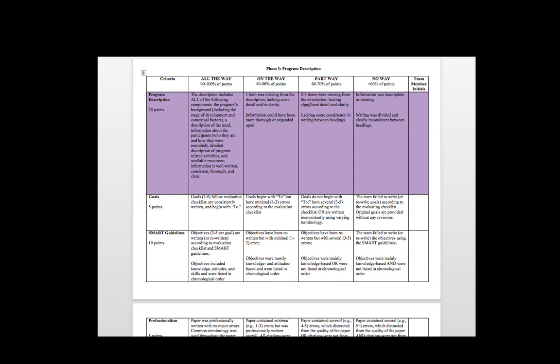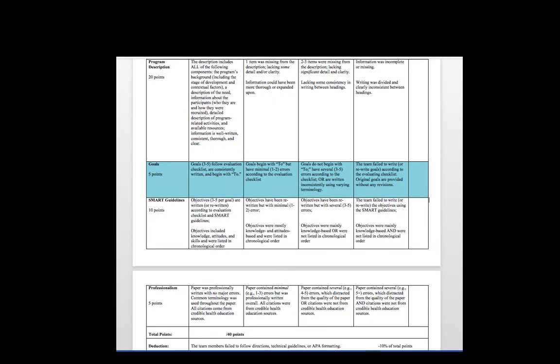Remember, going back to previously in the video, specifics. Detailed description of the program-related activities and available resources. Information is well written, consistent, thorough and clear. So this is an excellent program description. All of these things are included. As we move to the right, you will see that 1 item is missing, 2 to 3 items are missing, and then information was incomplete. So it's important that you pay attention to what you are including so you receive full credit.